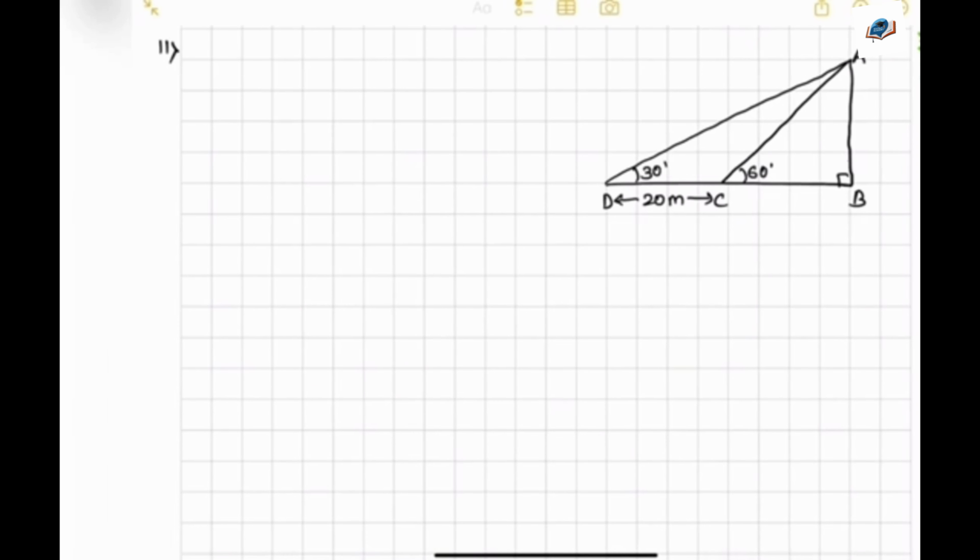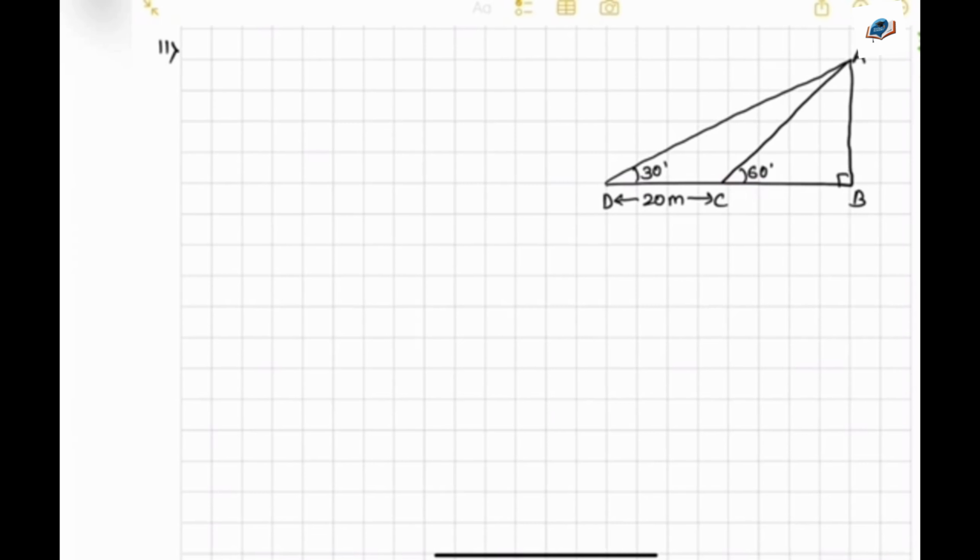Next. It says a TV tower stands vertically on a bank of canal from a point on the other bank directly opposite the tower. The angle of elevation of the top of tower is 60 degree.